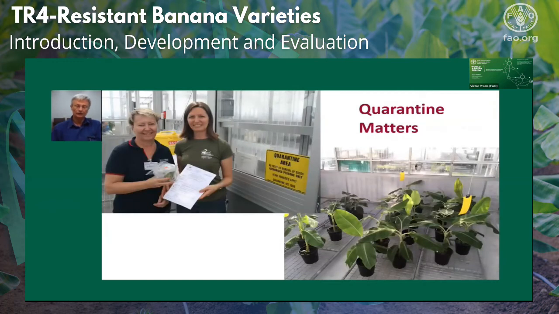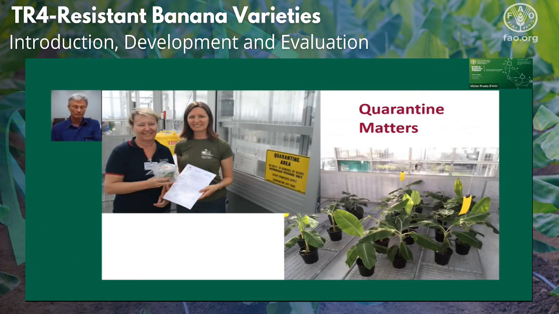Perhaps you already have TR4 in your production area and there is urgency to get resistant varieties to producers. Nevertheless, a quarantining stage should remain an important step because you don't want to create more problems than you already have by inadvertently bringing in exotic pests and diseases during the variety introduction phase.